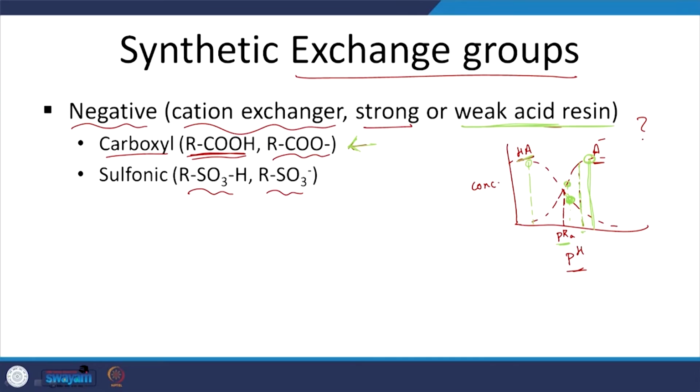Most of the compound is present as A minus, or would want to be, and only some of it will be present as the protonated form. So, greater sites are available for ion exchange.